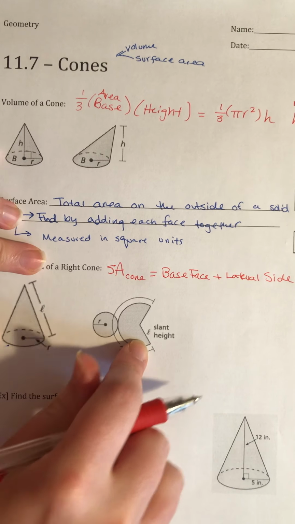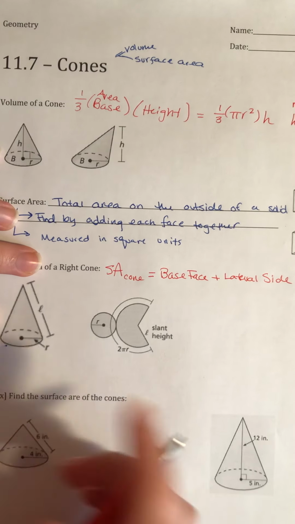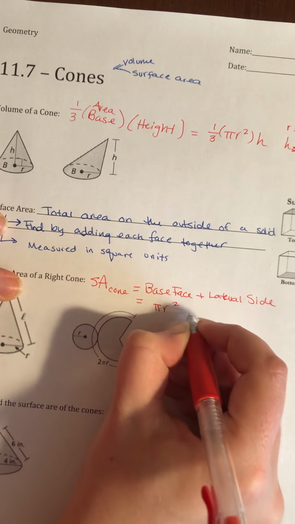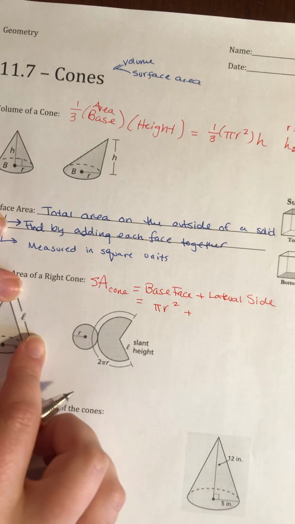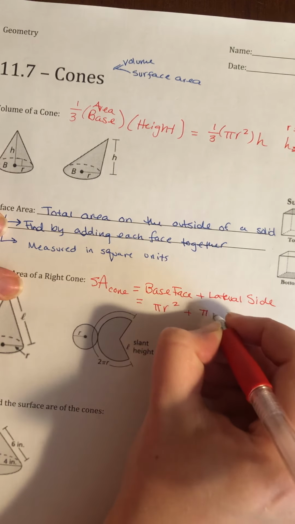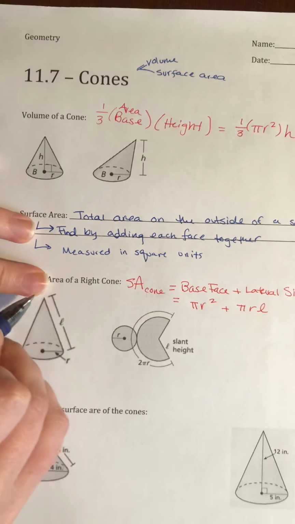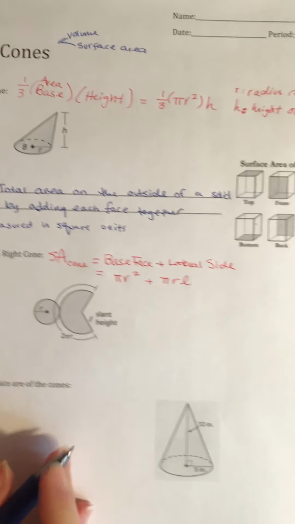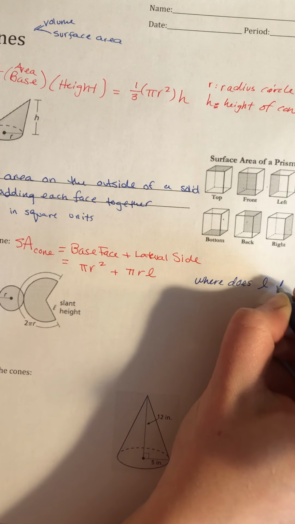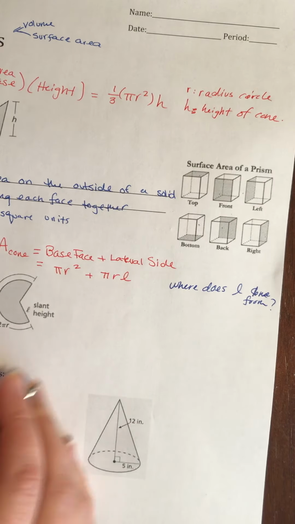The lateral side, if you actually were to unroll it, would get this kind of Pac-Man-like shape. The base face is pi r squared, because it's a circle. And to find this Pac-Man shape, it is pi r L, and L is this slant. So where does that L come from?